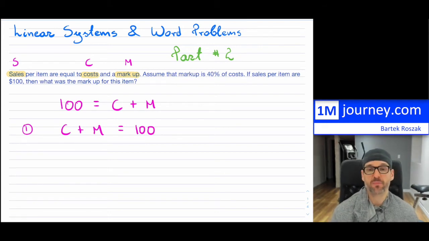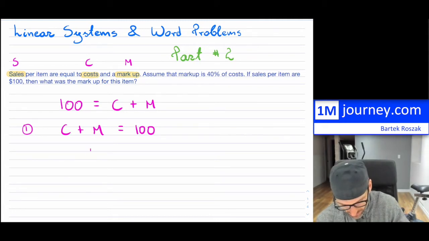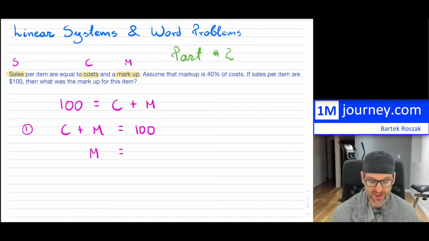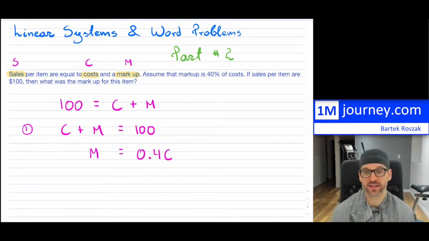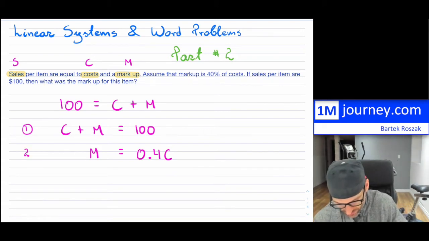Now it says, assume that markup is 40% of costs. So markup, M, is equal to 40% of costs. It doesn't say 40% more than costs or 40% less than costs. It says 40% of costs. The word of just means multiply. So all that it is, 40% is 0.4 multiplied by the cost, and the cost is just C, or at least that's what we designated. And that is your second equation.